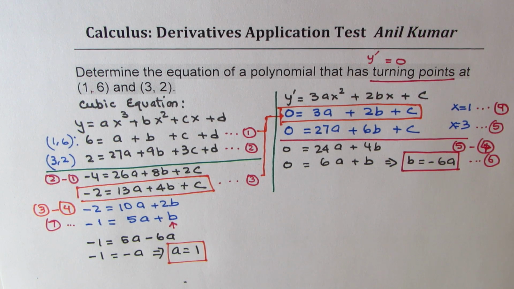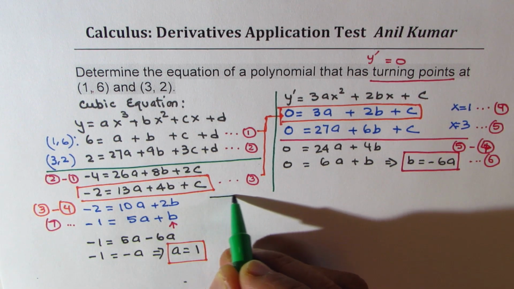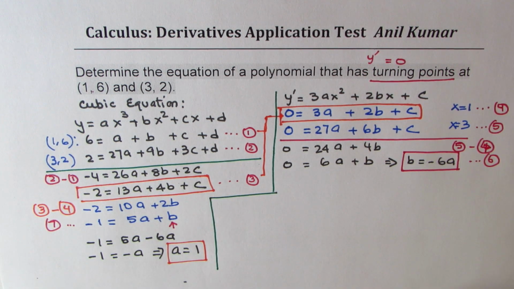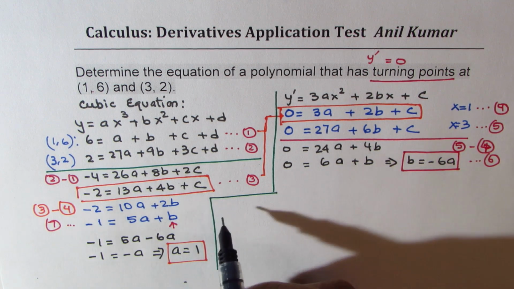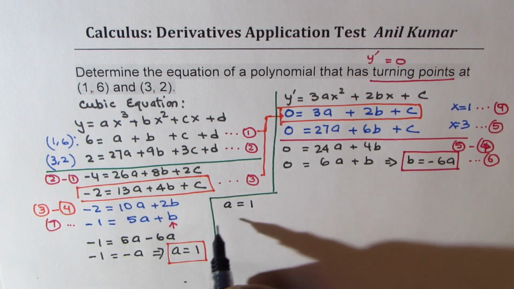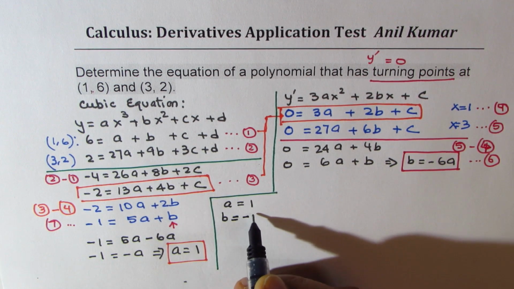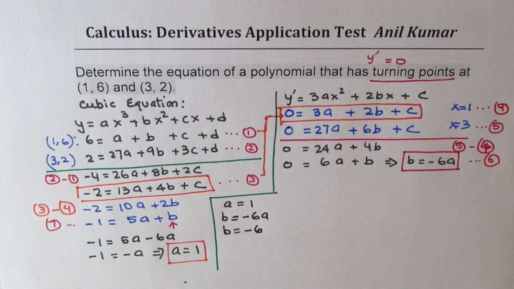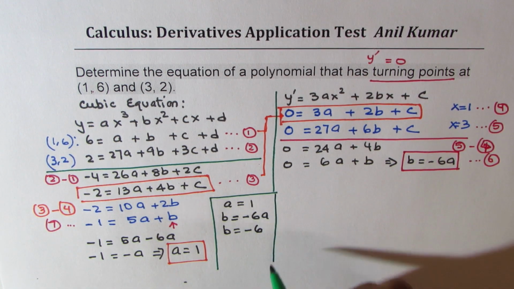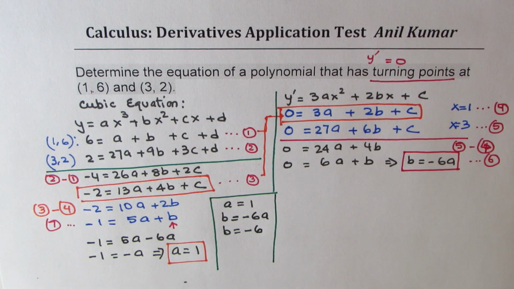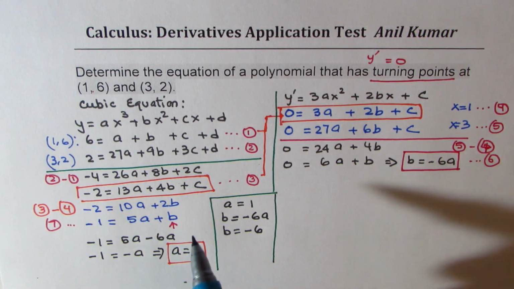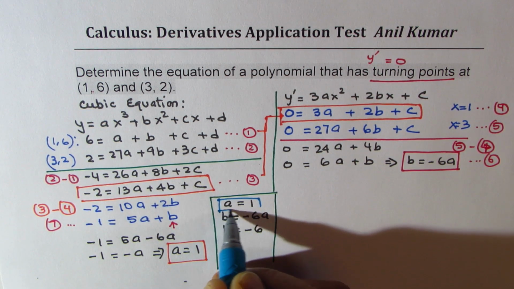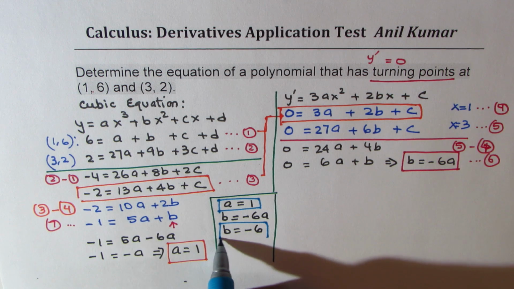Okay. Now once we know a, we can find b, c, and d. So let's find the different values of b, c, and d. We have a equals 1, b is minus 6a, so that means b equals minus 6, right? So we have a and b for us. We have a equals 1, let's highlight it with a different ink, and b is minus 6.